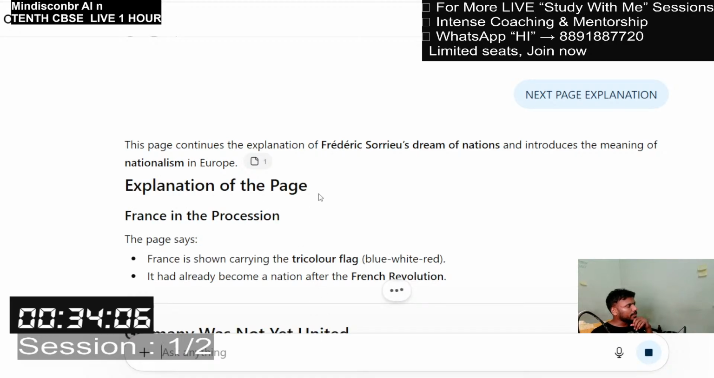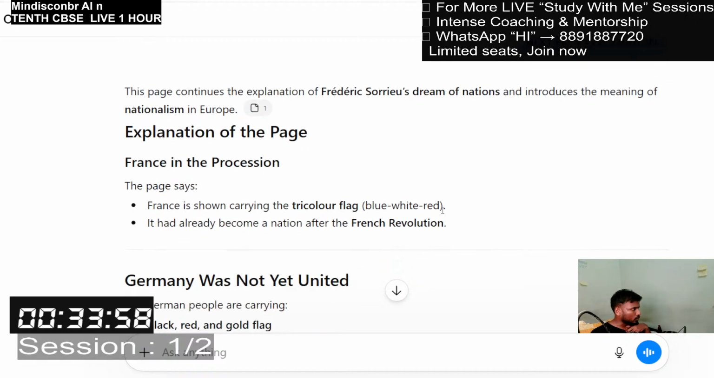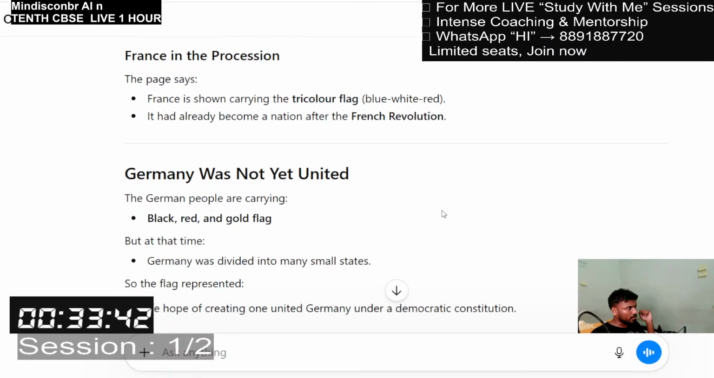This page continues the explanation of Frederic Sorrieu's dream of nations and introduces the meaning of nationalism in Europe. Explanation of the page: France in the procession. The page says France is shown carrying the tricolor flag, blue, white, red. It had already become a nation after the French Revolution. Germany was not yet united.